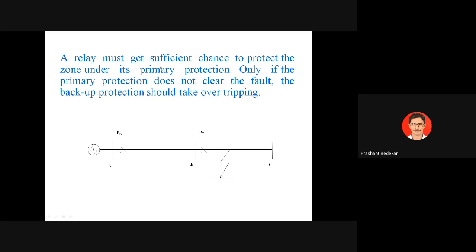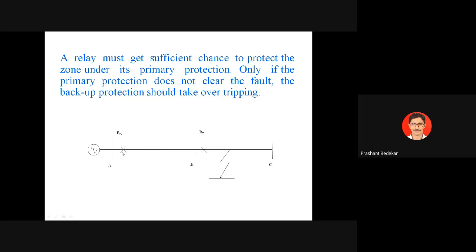a relay must get sufficient chance to protect the zone under its primary protection. At present, the fault is in the primary zone of relay RB. So relay RB should be given sufficient chance to clear the fault. If RB fails to clear the fault, then only RA, which is backup at present, then only relay RA should operate, otherwise not.